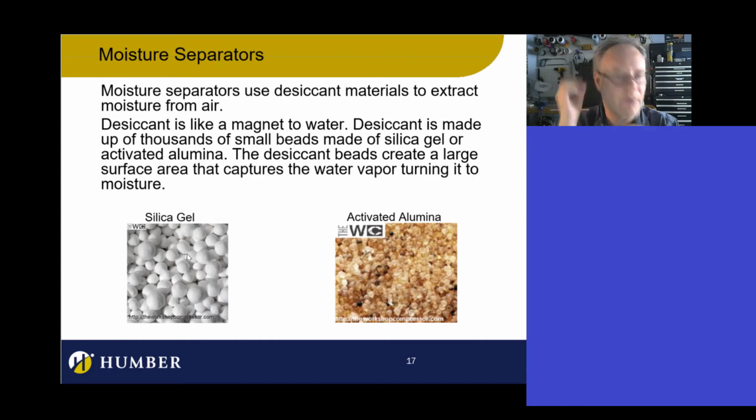So we have desiccant filters, and we have different kinds of desiccants. Silica gel is pretty much the most common. They're just these tiny little balls or beads that the air has to go through, and the water gets sucked onto those beads, and eventually the water will collect and drop out.